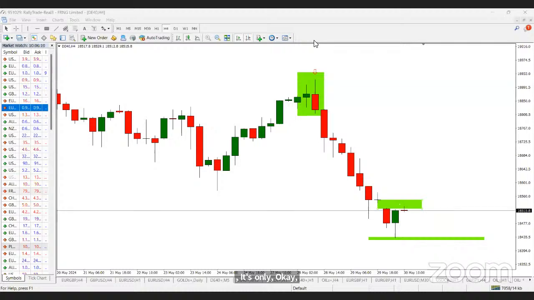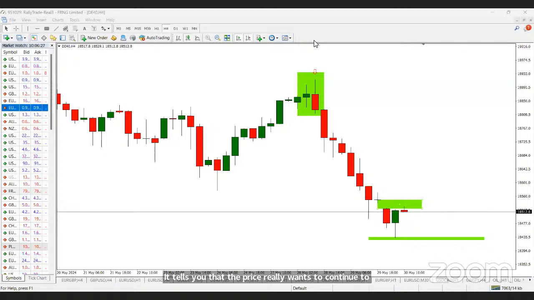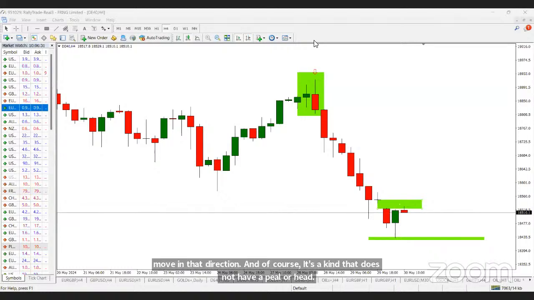It will reverse or it will continue. But Marubozu is never a reversal candle. It's 100% continuation. So look for a Marubozu candle if you're looking for a continuation candle. It tells you that the price really wants to continue moving in that direction. A Marubozu candle does not have a tail or head. It doesn't have an upper wick and lower wick. It's just a full candle.